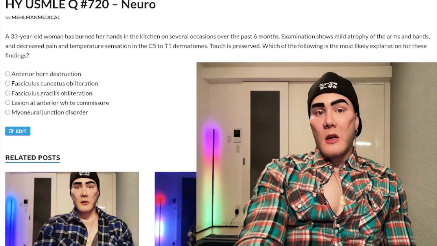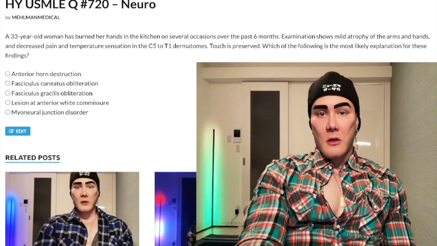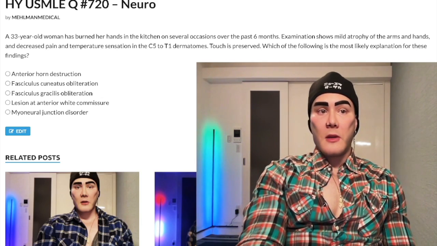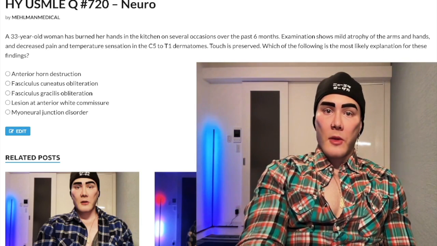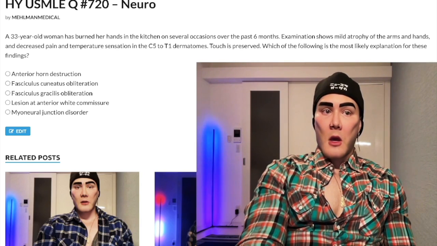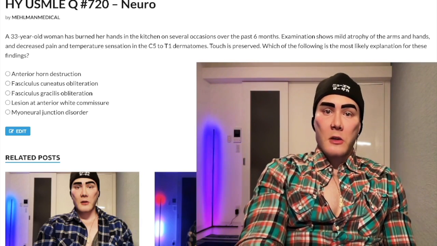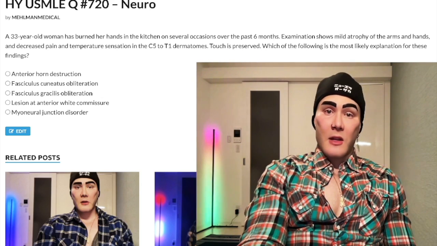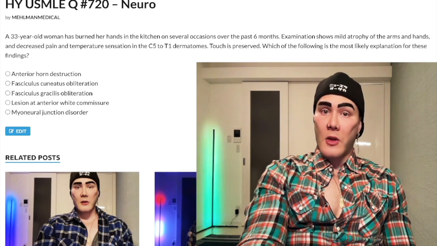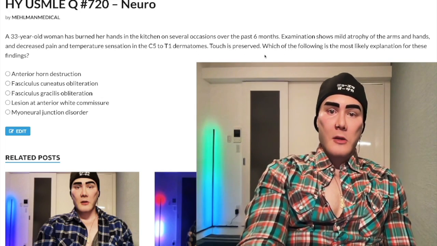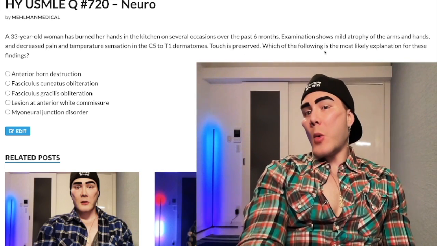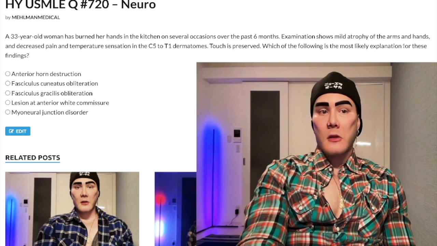This is pass level, as I said. So you can have a syrinx, which is going to be CSF accumulation within the spinal cord itself, and for whatever reason it likes to occur at the anterior white commissure. And as I just said, since that's the decussation point for the spinothalamic tract, you get bilateral loss of pain and temperature. So you say, well, what about the mild atrophy of the arms and hands?